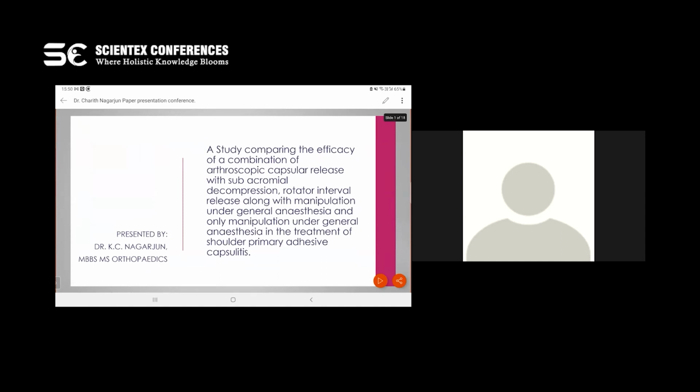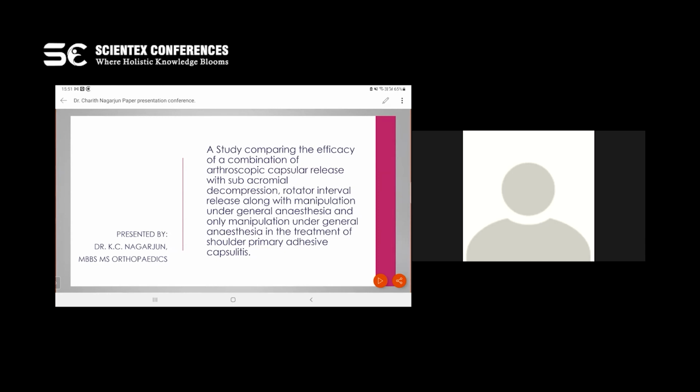I recently finished my orthopedics residency and have started my practice as an orthopedic surgeon in India. Today I'm going to explain my research study, which I finished during the course of my residency. My study is based on frozen shoulder, adhesive capsulitis of the shoulder.